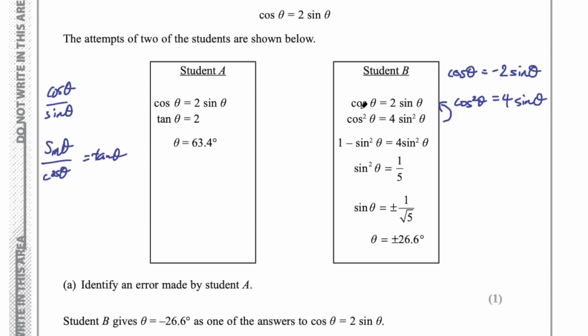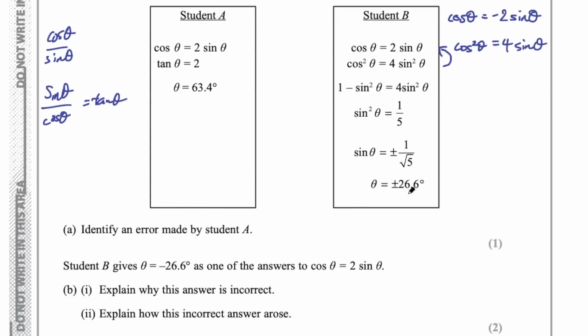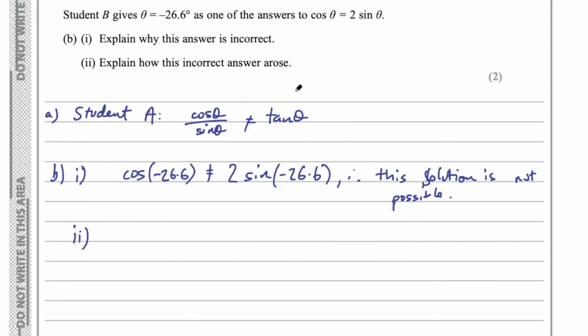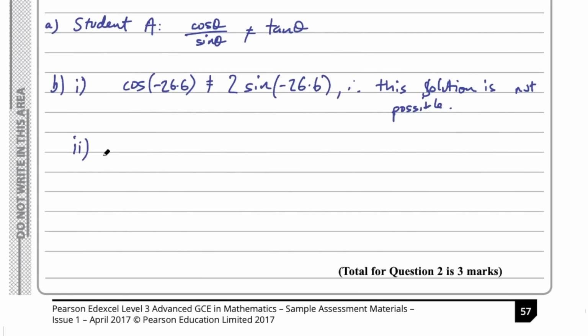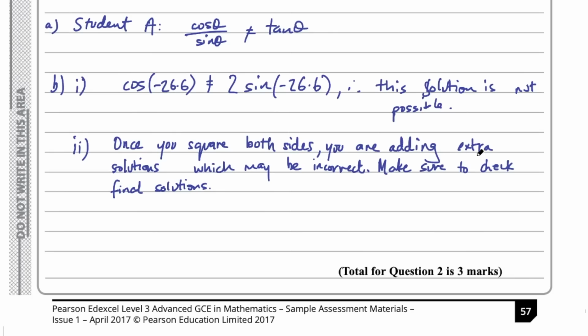We now have two different equations that we're solving. So what you need to do, if you square both sides of this equation, you need to, when you get your answers, check them in the original to make sure that they are valid solutions. So if student B had done that at the end, they would have realized minus 26.6 is not a valid solution to this equation, and the only one is plus 26.6. So they haven't checked their final answers, and also the squaring wasn't really necessary. This is the correct approach as long as they've done the dividing by cosine instead of dividing by sine. So you can say something like, once you square both sides, you're adding extra solutions which may be incorrect. Make sure to check final solutions.